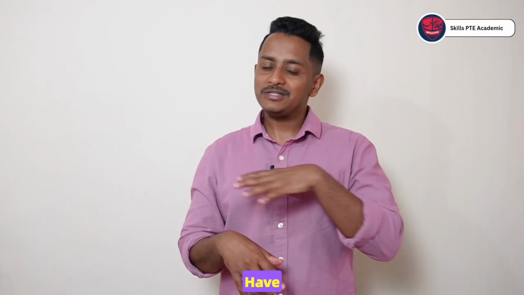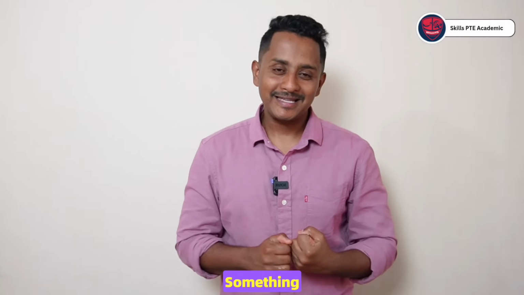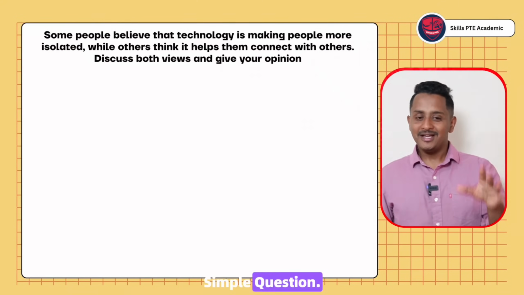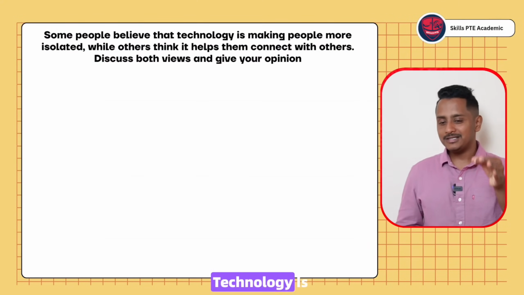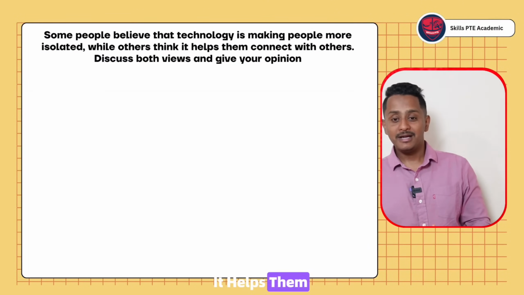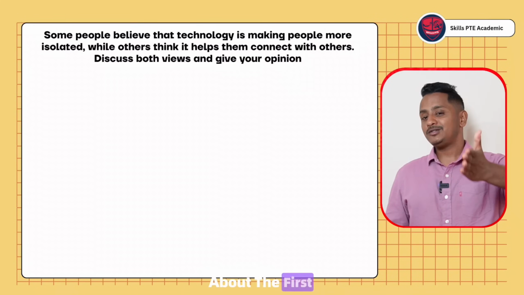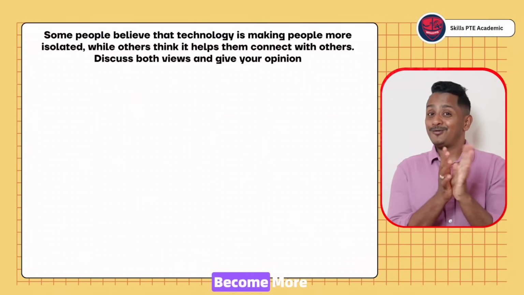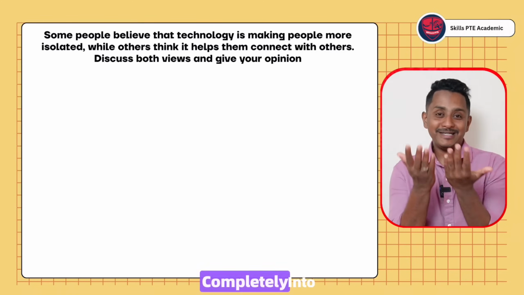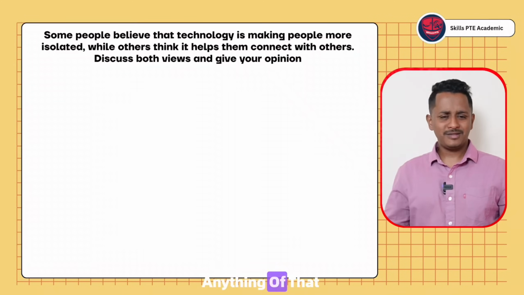Pearson have decided. We have seen many students getting a very low score in writing because they've misunderstood the question. The question is something, the answer is something else. Let's look at this simple question. Some people believe that technology is making people more isolated, while others think it helps them connect with others. Discuss both the views. So the first thing is, you need to talk about the first view, that is technology has made people become more isolated. Entirely, completely into the phone, you just forget your relationships, or anything of that sort.